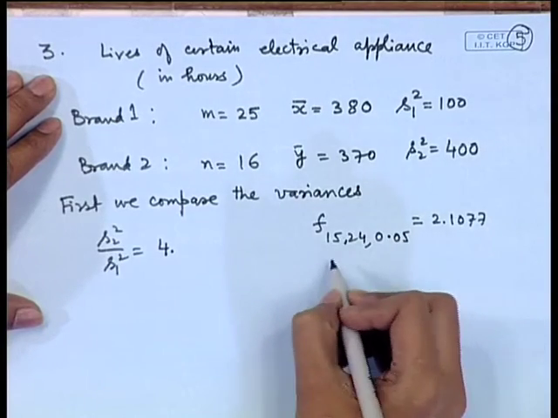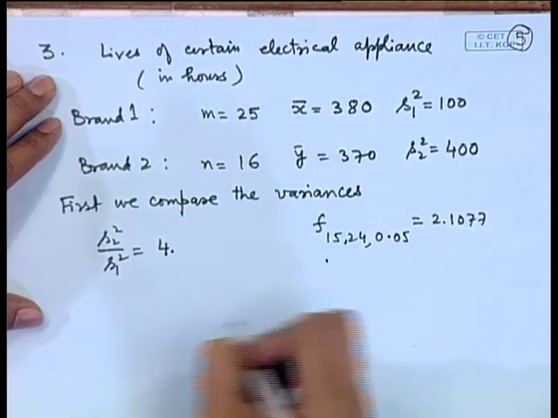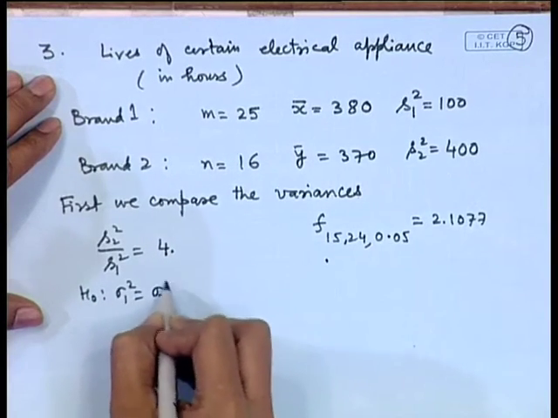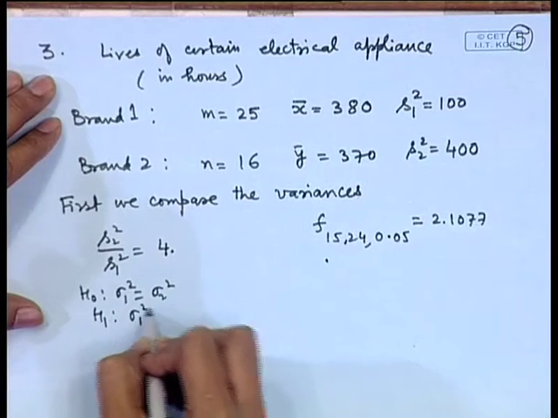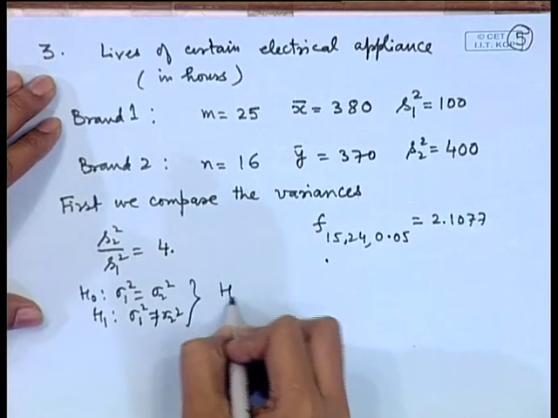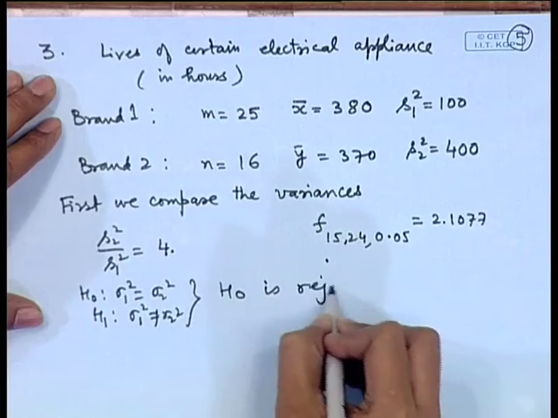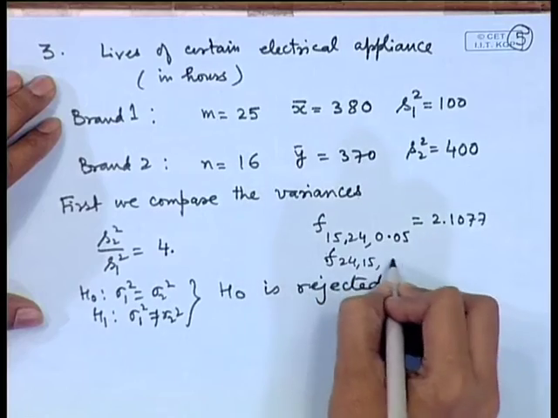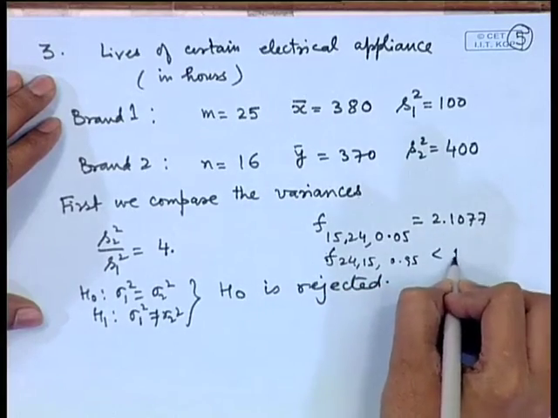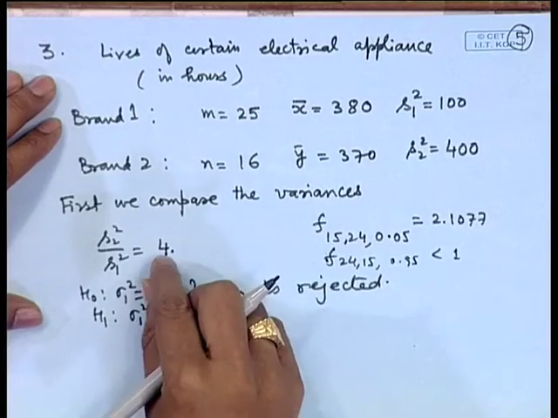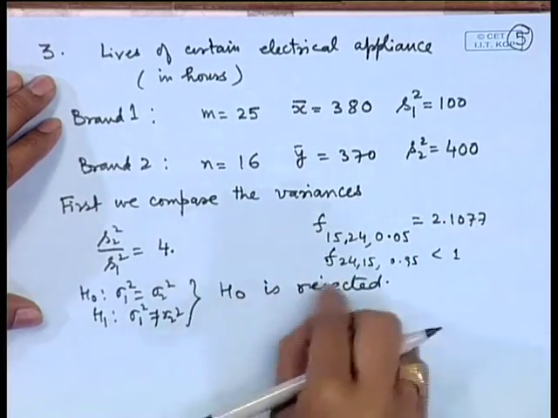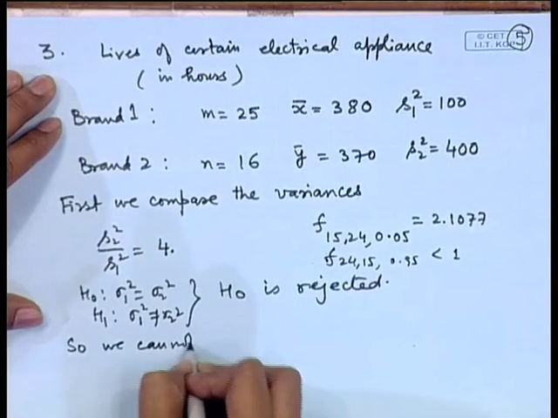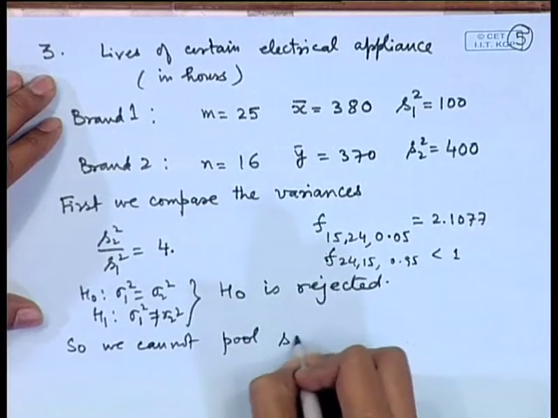So, naturally, if I am considering the reverse of that, that is going to be smaller. So, H naught sigma 1 square is equal to sigma 2 square against H 1 sigma 1 square is not equal to sigma 2 square. So, here H naught is rejected, because if I consider F 24, 15 at 0.95, that is going to be less than 1. So, naturally, this is falling into this region. So, H naught is rejected. So, we cannot pool sample variances.